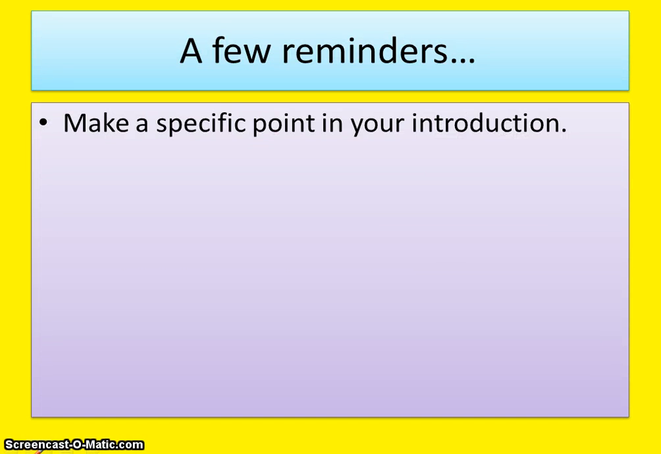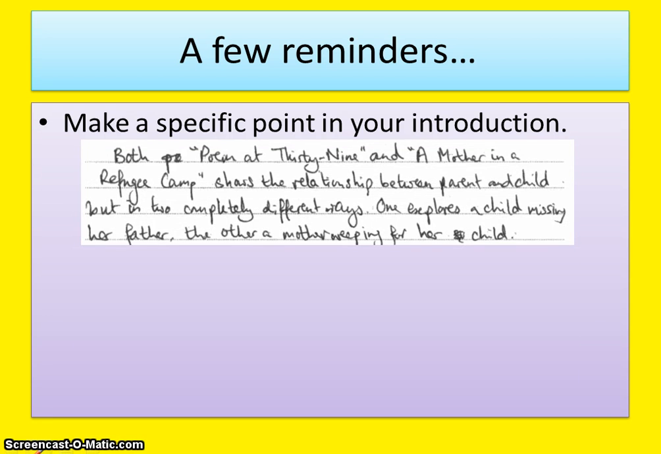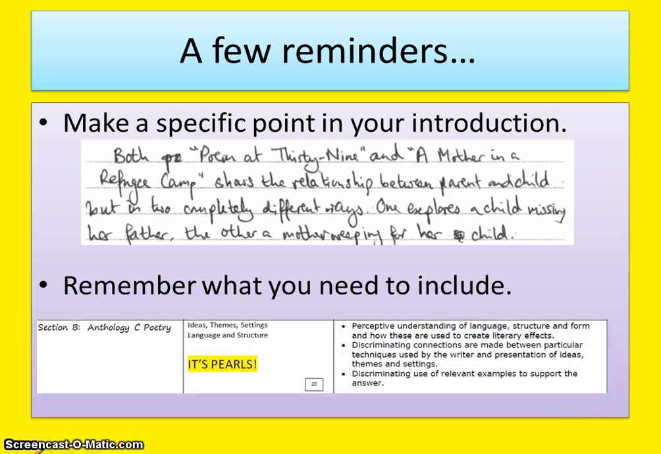Now, a few reminders. For a star, make a very specific point in your introduction, such as, both Poem at 39 and Mother in a Refugee Camp show the relationship between parent and child, but in completely different ways. One explores a child missing her father, the other a mother weeping for her child. This is a paragraph that was answering the question, talk about two poems that talk about the relationship between parents and children. Also, remember what you need to include. It's PEARL, okay? Language and structure, ideas, themes, and setting.